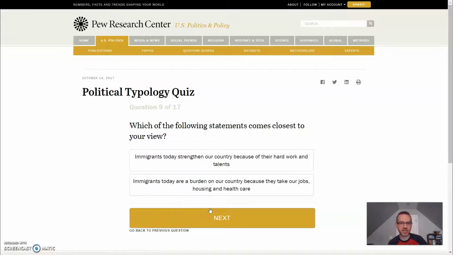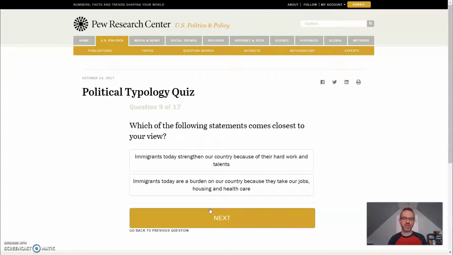Question number 9 says, you got to choose between these two. Immigrants today strengthen our country because of their hard work and talents. Notice this does not say illegal immigrants. It just says immigrants. Okay. I think that's an important distinction. So people that come in from other countries are typically hard workers, would be the top one.